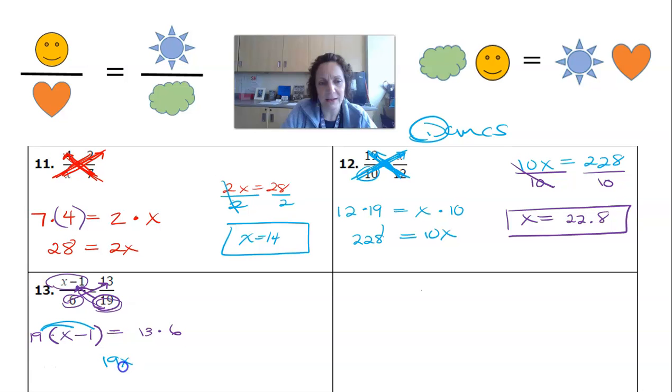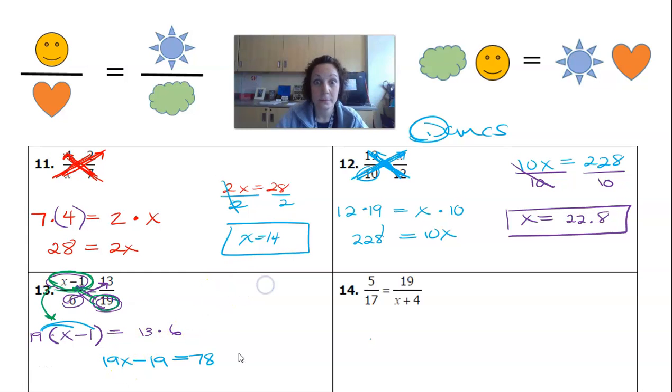So I'm going to get 19x minus 19. If you didn't have the parentheses there, you would just have 19x minus 1. That's not right. On the other side, I just have to multiply 13 times 6. So let me do that. 13 times 6. 78. Got smart today. I got my calculator, so I don't have to try to do all that arithmetic. Okay, so I'm going to recopy this up here.